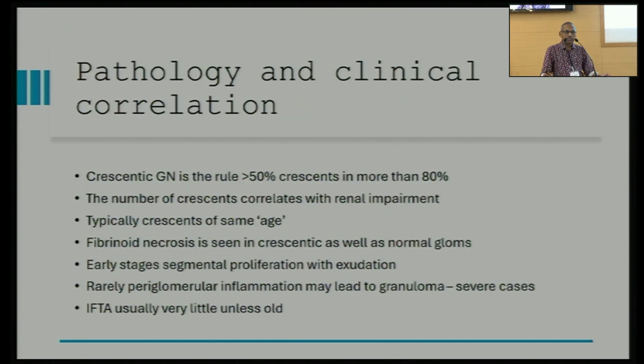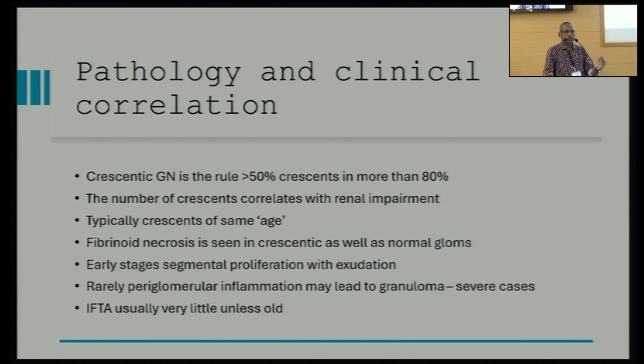So the pathology, there are some nuances in pathology you should understand. One is crescentic GN is a rule, and almost 70% or 80% of patients have more than 50% crescents. The number of crescents correlates to renal impairment. With 100% crescents, very rarely do they recover. Almost always they go on to end-stage kidney disease.